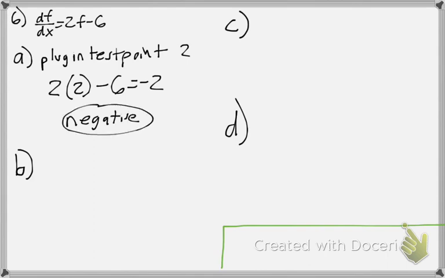Part B says, what can you say about the graph of f versus x when f is less than 3? Well, because the equation of change was negative, we can say the original graph of f is decreasing.